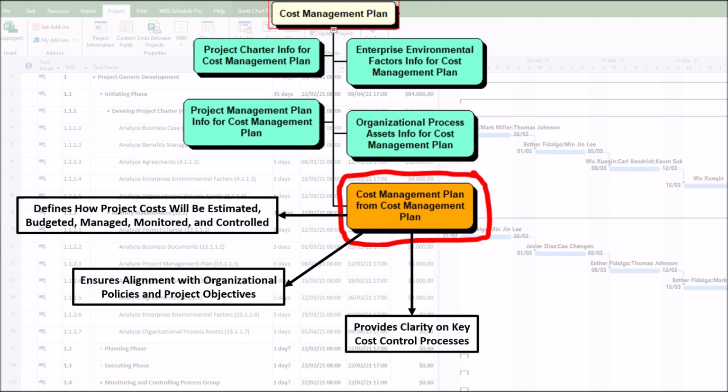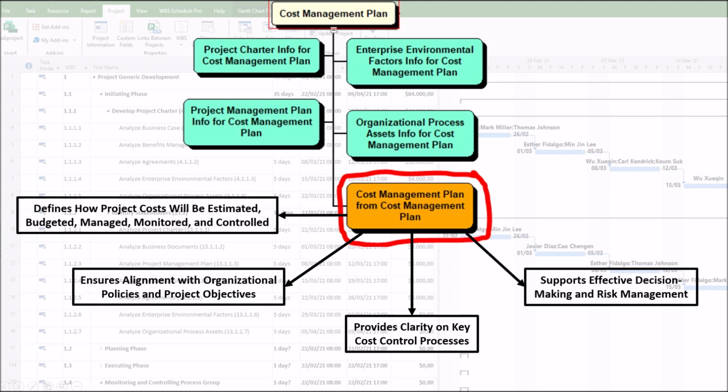3. Provides clarity on key cost control processes. The plan outlines the following topics. First, cost estimation methods, such as analogous, parametric, and bottom-up. Second, budgeting approach, such as contingency reserves and management reserves. Third, cost baseline and funding requirements. Fourth, cost control and variance thresholds, such as acceptable deviations before corrective action. Fifth, reporting formats and frequency, such as EVM and cost performance reports.